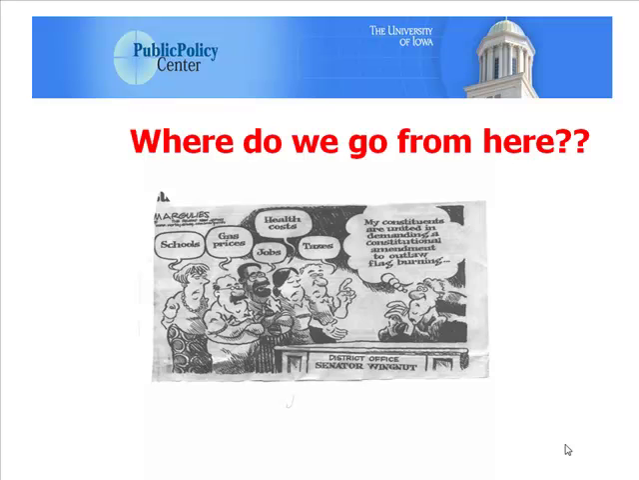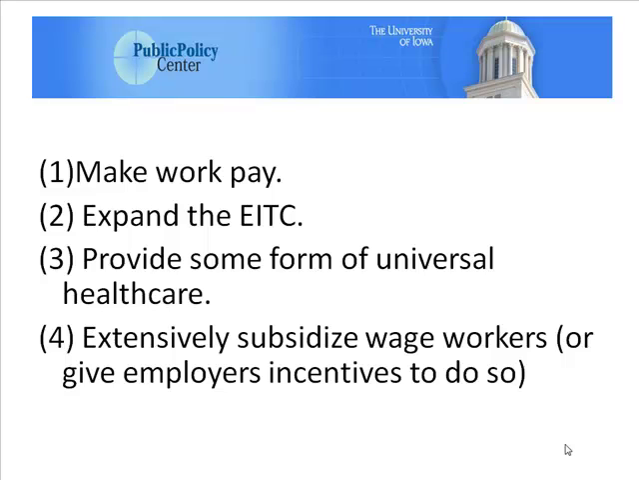So, given that there's widespread discontent with how poverty is measured, and to some extent widespread discontent with poverty policy, what we do and what we spend on it, where do we go from here? What are the types of things that policy analysts talk about as ways of changing our poverty policy system? Most analysts of various stripes talk about a variety of things.